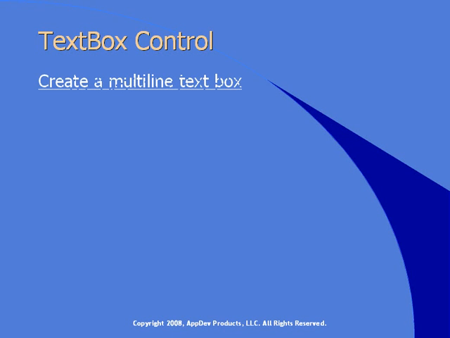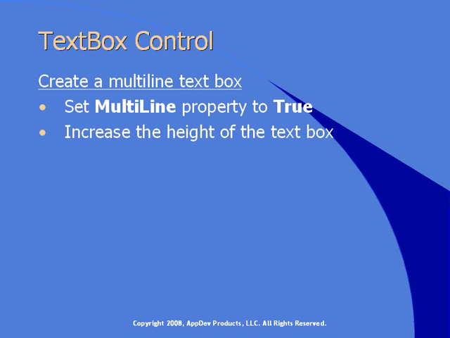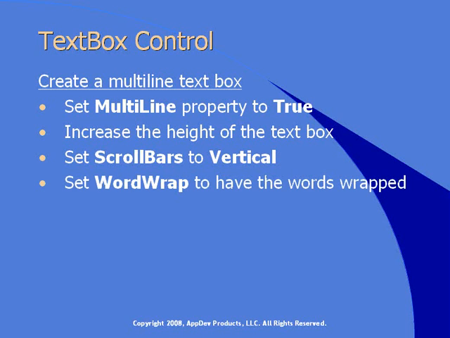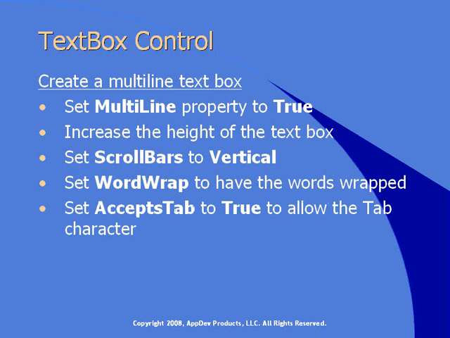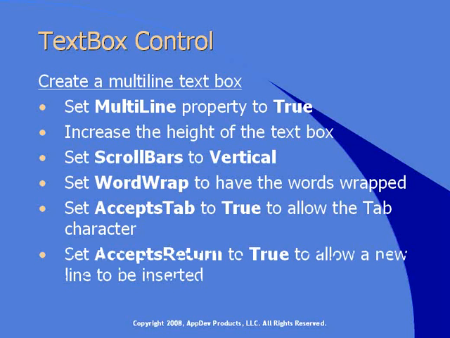Well, what if you want a multi-line text box? Well, you can do that by setting properties. You can set the multi-line property to true. Then you'd probably want to increase the height of the text box, either by setting the height property or just by dragging it. You may want scroll bars. You can set the scroll bars property to vertical to be able to scroll up and down through the text. Set the word wrap property to true if you want words to be wrapped. And then if you want the user to be able to tab inside the text box, set the accepts tab property to true. And if you want the user to be able to hit a carriage return, then set the accepts return property to true.